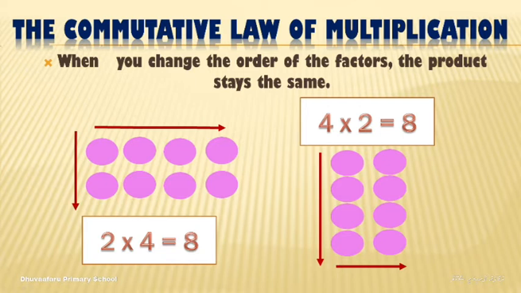Does that change how many circles I have in my array? I still have 8. So 2 times 4 is equal to 8, and 4 times 2 is equal to 8. Yes, that's an example of the commutative law. Let's look at some more examples.